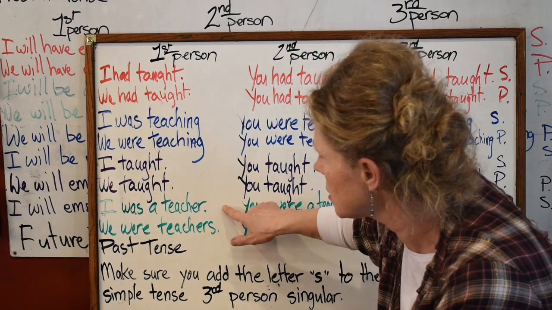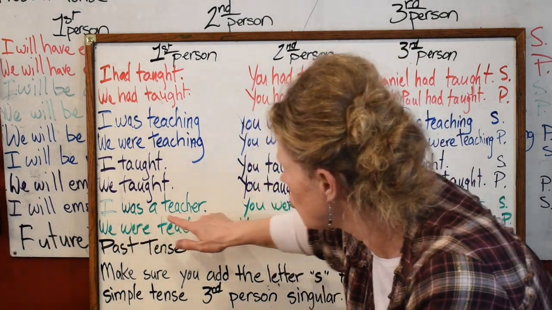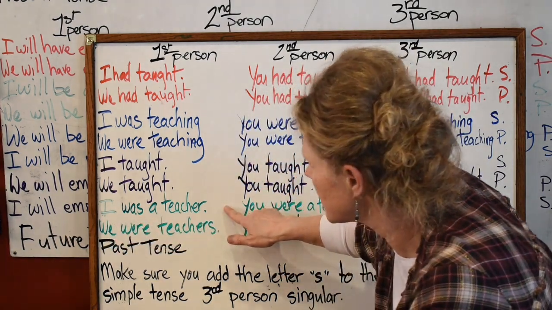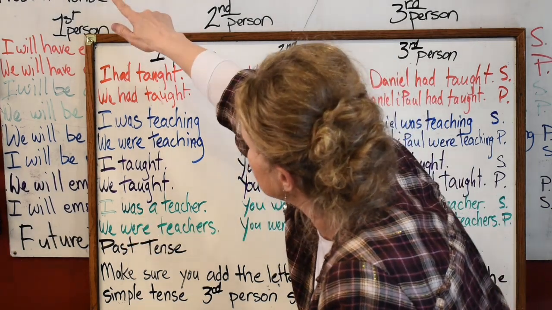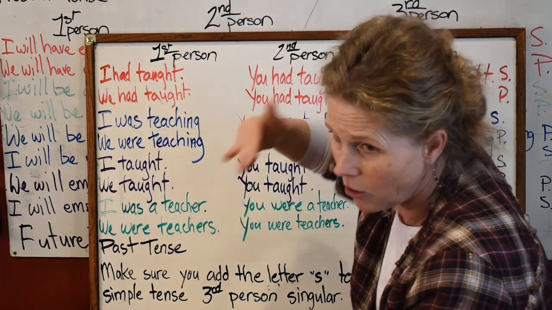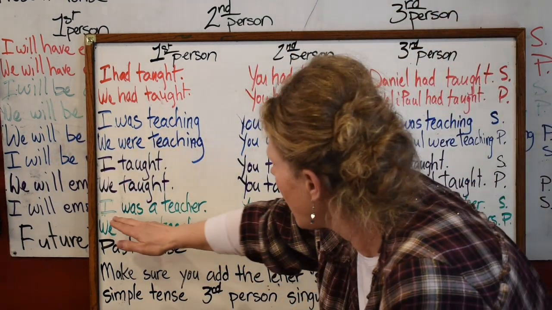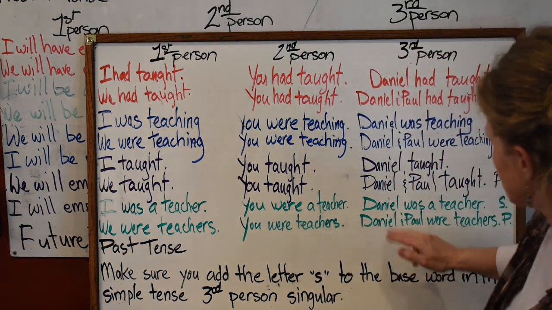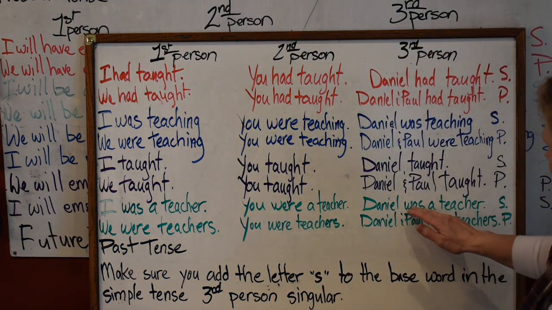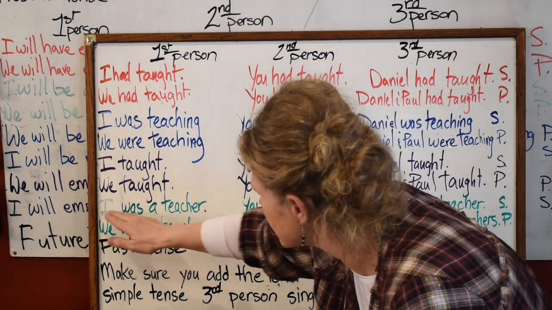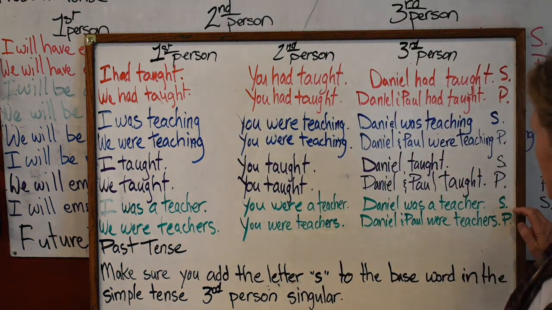I was a teacher. You have to make sure that these are changing. So here we're putting it as a linking verb. This one up here, they are their very own stative verb. This one right here is a linking verb. I was a teacher. You were a teacher. Daniel was a teacher. You have to make sure that you're using the was. This was is singular. Was is singular.